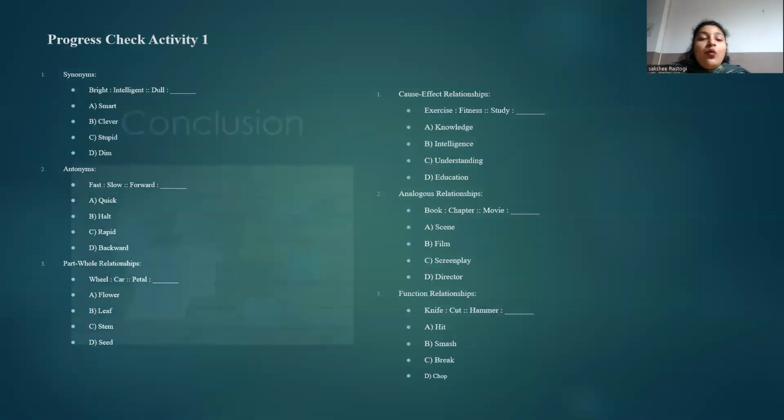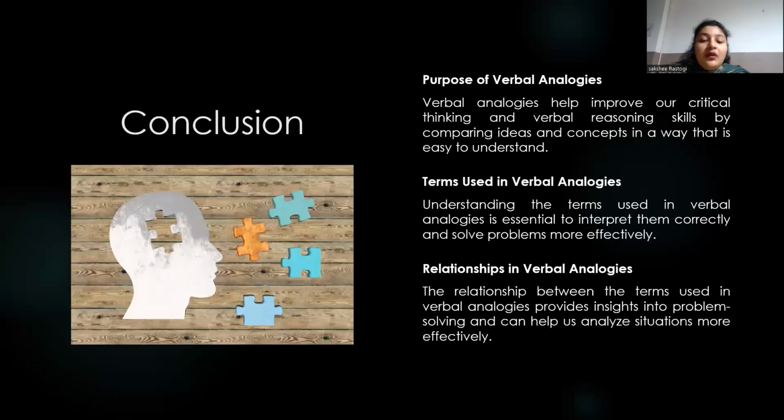At last, I just want to conclude. In conclusion, analogies are a powerful tool for developing critical thinking, problem solving, and vocabulary skills. They help us understand relationships between concepts, recognize patterns, and make connections across different domains. Verbal analogies in particular require a deeper understanding of language, semantics, and relationships between words and concepts.